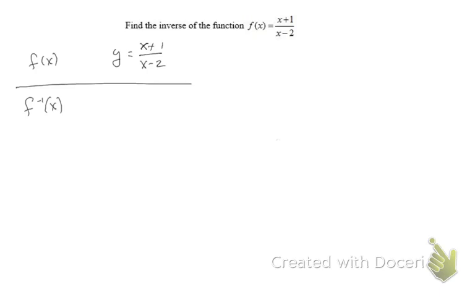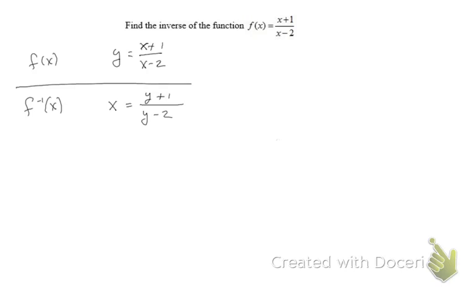So on the left-hand side, y was a range value. It becomes the domain value x. And on the right-hand side, all of my x's, which were domain values, become range values, y plus 1 over y minus 2. And now all I have to do is solve for y, and I'll have f inverse.